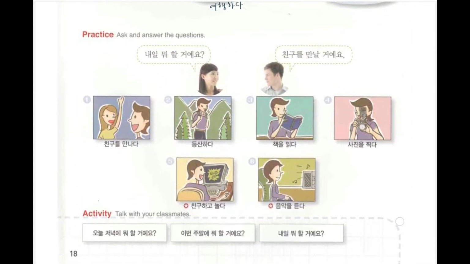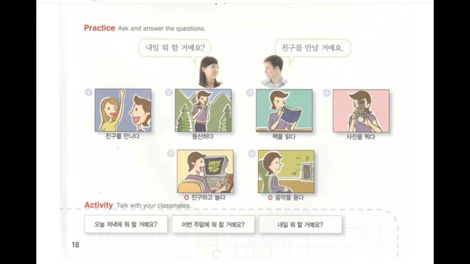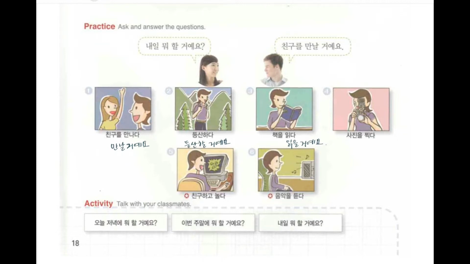Let's practice. 자, first of all, let's change these base forms into the future tense. 자, future tense 어떻게 말합니까? 을 거예요 말해요. Number 1, 친구를 만나다. In the future tense 어떻게 말해요? 친구를 만날 거예요. 아이고. 자, number 2, 등산하다. In the future tense 등산할 거예요. 자, number 3, 책을 읽다. 어떻게 말해요? 책을 읽을 거예요. 좋아요. Number 4, 사진을 찍다. 어떻게 말해요? In the future tense, 사진을 찍을 거예요.